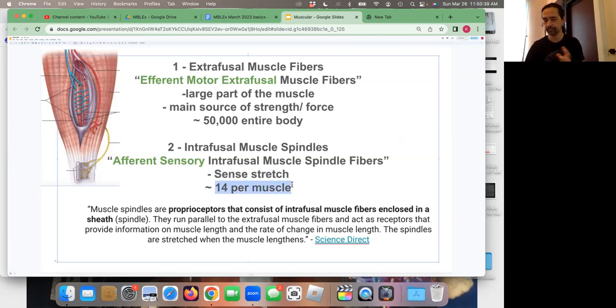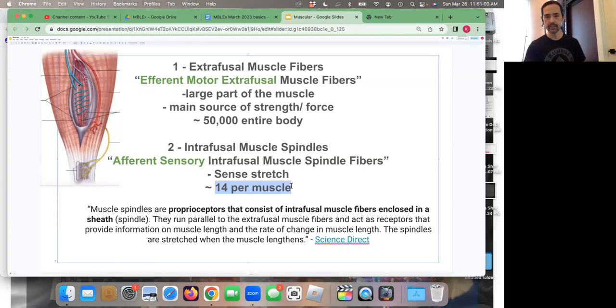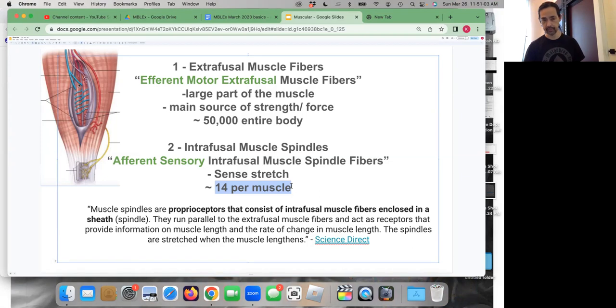I know that a comparison between the number of extrafusal efferent motor muscle fibers in the whole body versus the number of afferent sensory intrafusal muscle spindle fibers in each muscle is not quite an accurate one, or is out of proportion, but that's the only information that I can find.